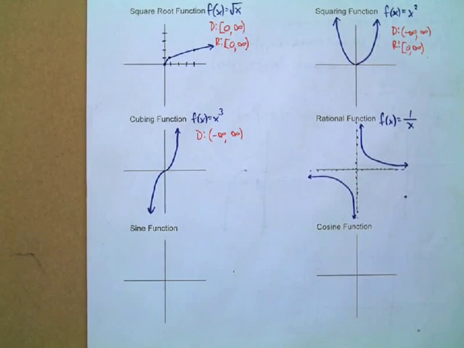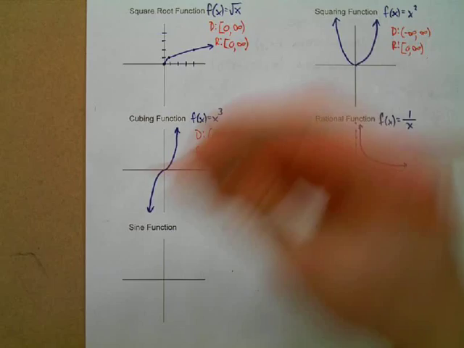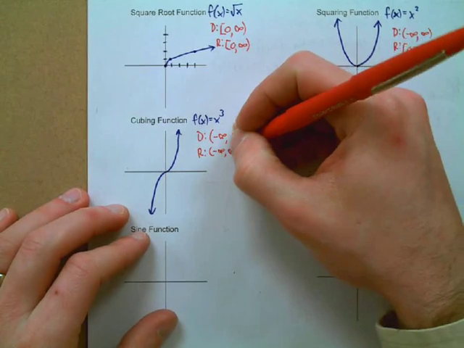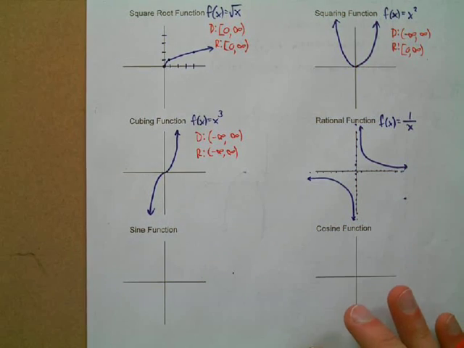No dividing by 0. And how about the range? What's that going to be? Negative infinity to infinity. Yep, very good. So shifts here don't affect anything, right? Basically, a cube will always be negative infinity to infinity for both situations there.